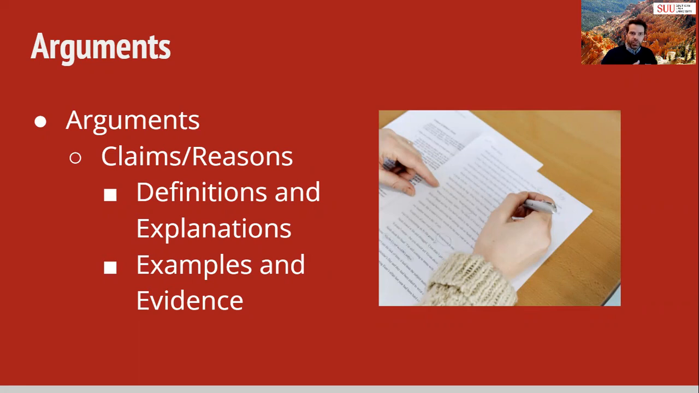We also mentioned that an argument needs to be supported by the claims or the reasons why that argument is strong or important or valuable. And we use things like definitions, explanations, examples, and evidence to support those claims and reasons, to explain them and to connect them to the argument. This is where our sources become really important because sources can help offer things like definitions, explanations, examples, and evidence.